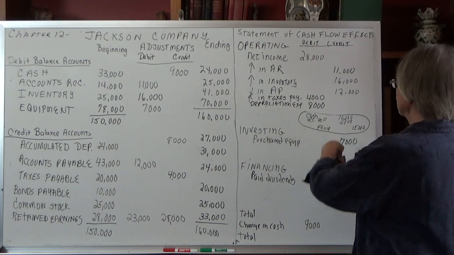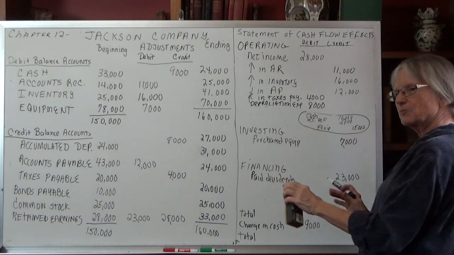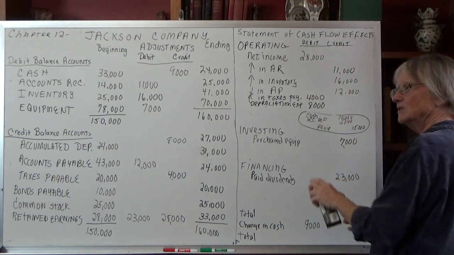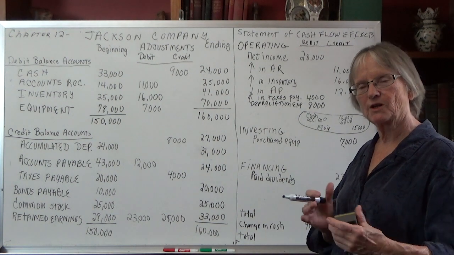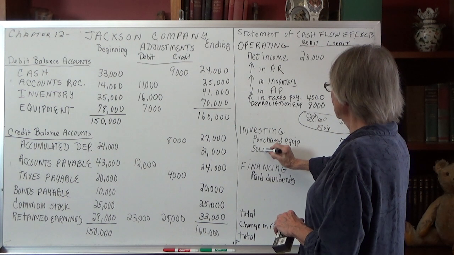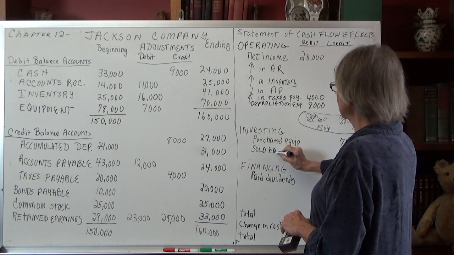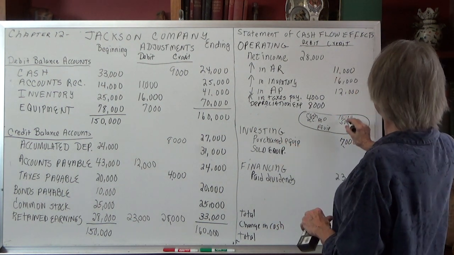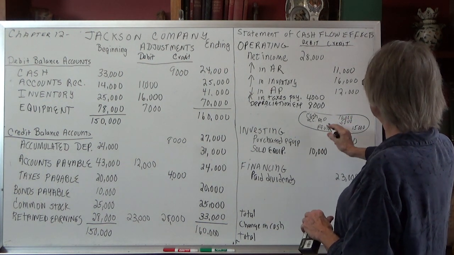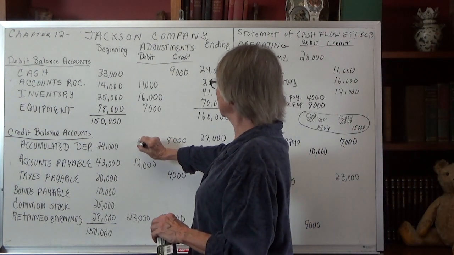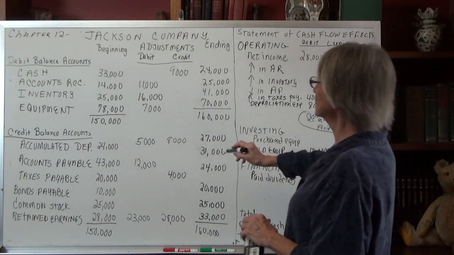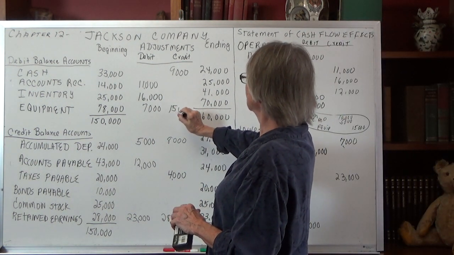Okay, so now what do we do with this? Well, the only adjustment we make to cash is this very first one. But now this cash is coming in as a result of an investing activity involving long-term assets. So we go to our investing section and say we sold some equipment. And what did we get? We got $10,000 cash, and we're going to post it as a debit. The accumulated depreciation that went with that was $5,000, right? And then the equipment comes off the books at $15,000.